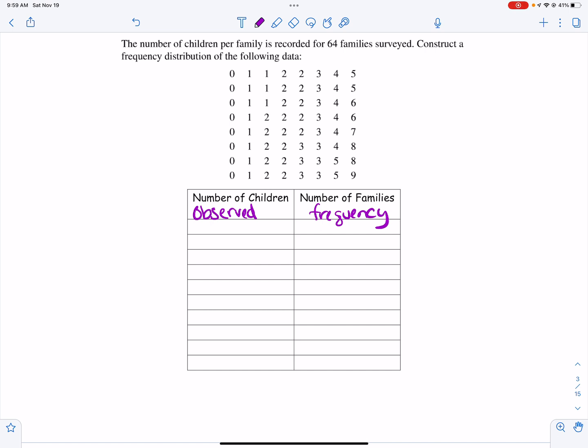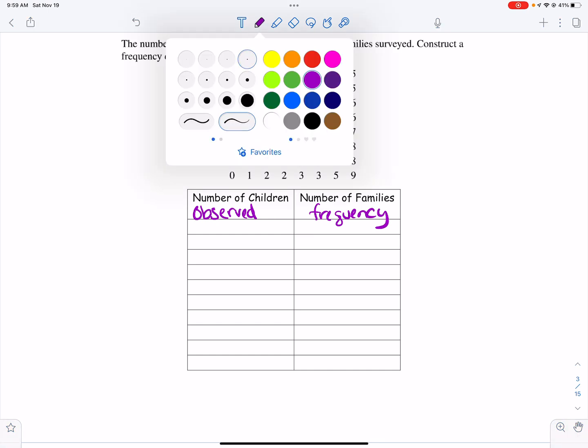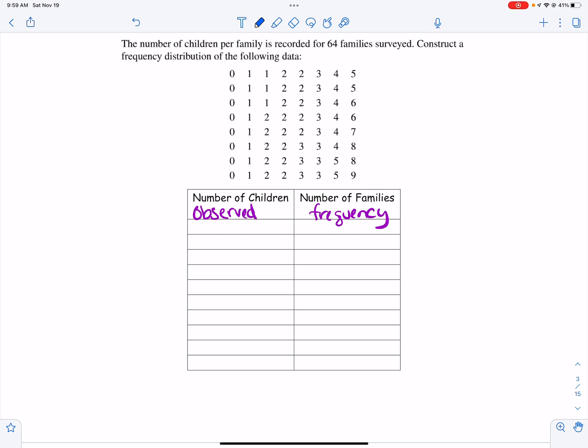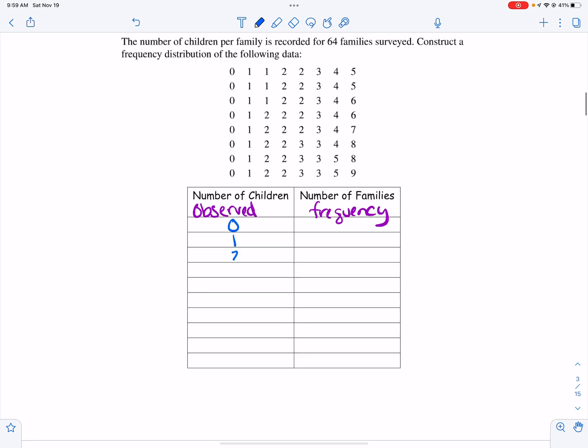And I know it's difficult to do these assignments on the computer because you aren't able to cross things off. And it is very easy to miss versus, if you had the paper in front. So just be very careful. But we are going to list our observed values. We have families that have 0 children, 1 child, all the way up to 9. So we are going to list those here.